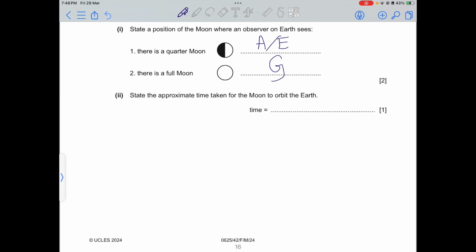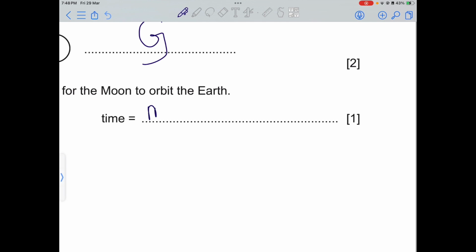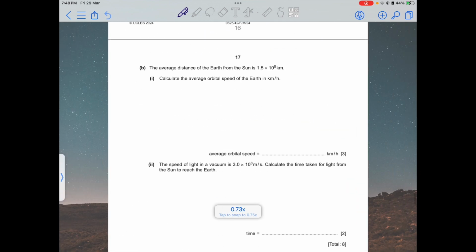State the approximate time for the moon to orbit the Earth. It says approximate, so you don't have to worry about having an exact answer. You could say a month, or let's say 29 days. I think 30 days will also be fine. Just say a month or 29 days. This is the best option.